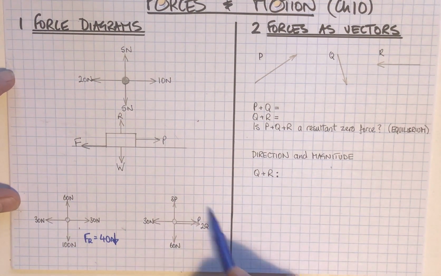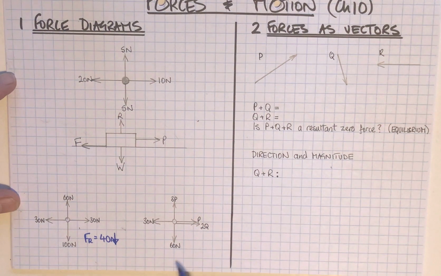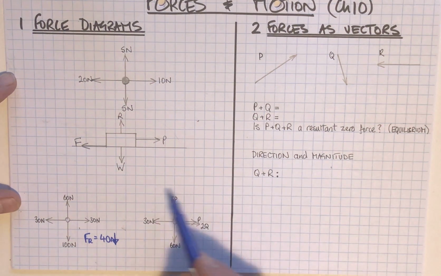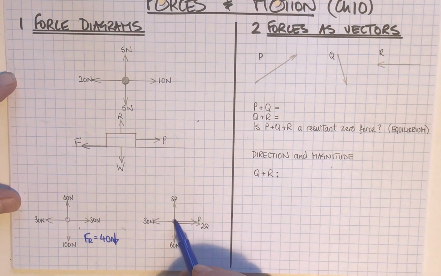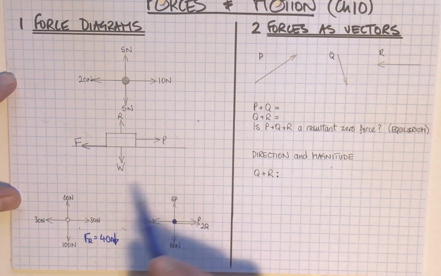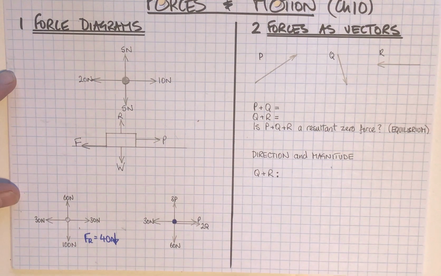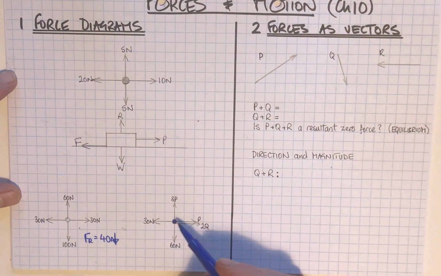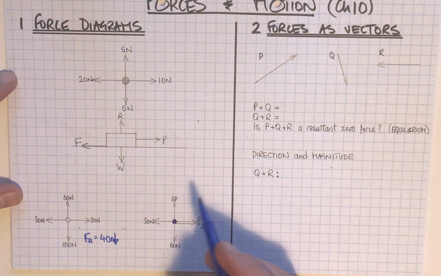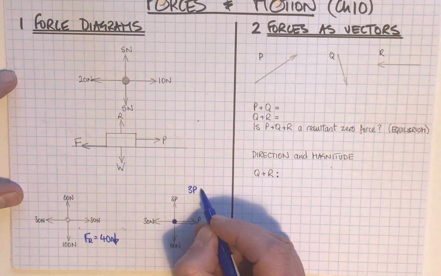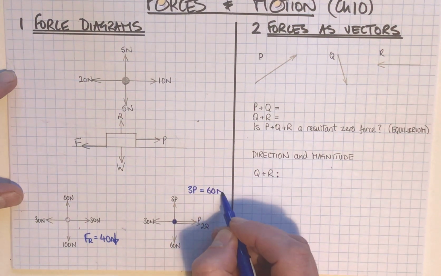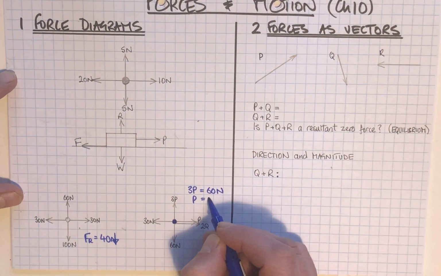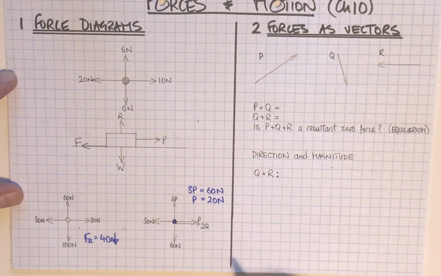There are some slightly more complicated questions that we need to look at. If this object here is in equilibrium, if this particle is in equilibrium, so it's not accelerating at all, it means all the forces have to cancel each other out. So if there's 60 newtons pulling down and 3P newtons pulling upwards, then these two have to be the same. So 3P has to be 60 newtons, and P would therefore have to be 20 newtons.